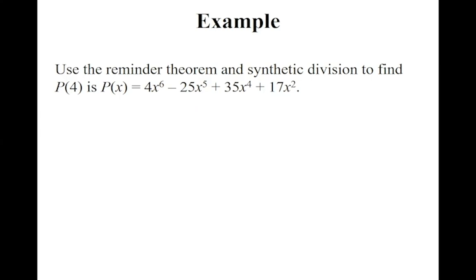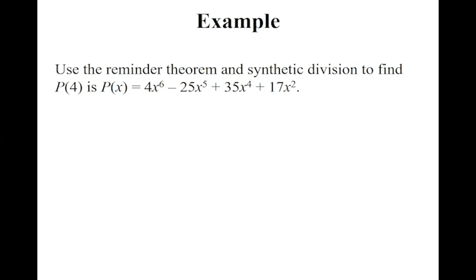So we know p of 4 means x equals 4. We could do 4 to the 6th and get a big number, multiply that by 4, get a big number. Do 4 to the 5th, get a big number, multiply that by negative 25, get a big number. Do 4 to the 4th, get a big number, multiply by 35, get a bigger number. And then square 4 gets 16, multiply 16 by 17, add that on to the end. We could do that, but those numbers are big.